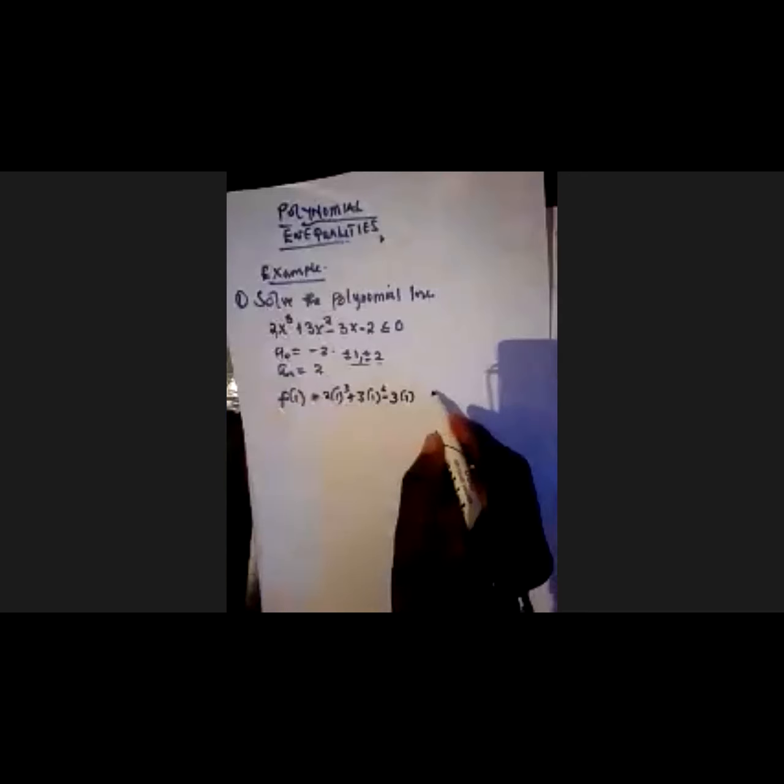Let's try +1. So you find f of 1. So you can let this one equal f of x so that you find f of 1. So this one will be equal to 2 times 1 to the power 3 plus 3 times 1 squared minus 3 times 1 minus 2. So you are going to discover that this is 2 plus 3 minus 3 minus 2, which is 0. You see, this is equal to 0.